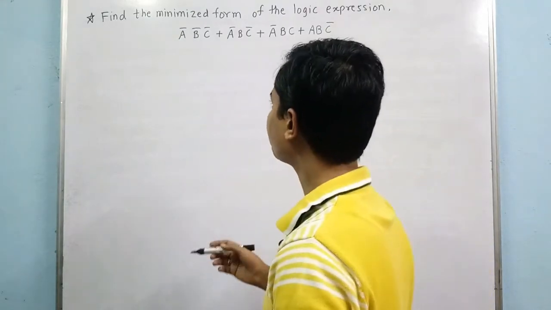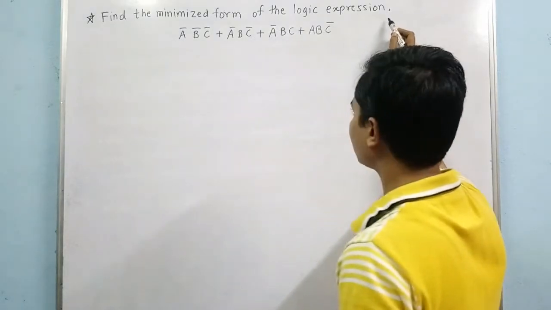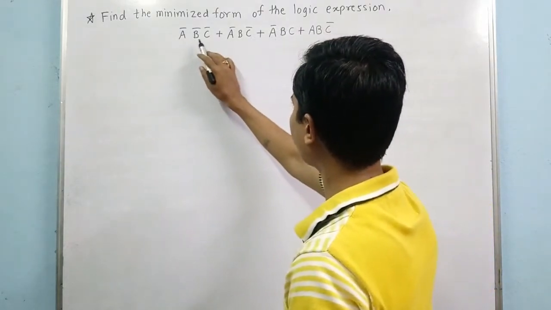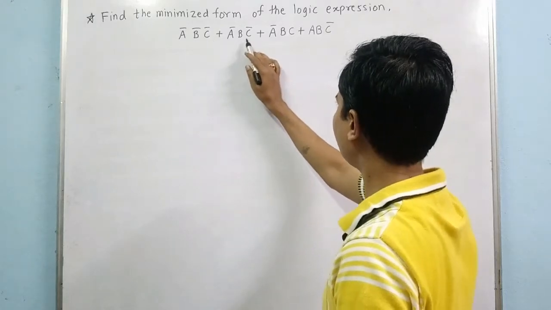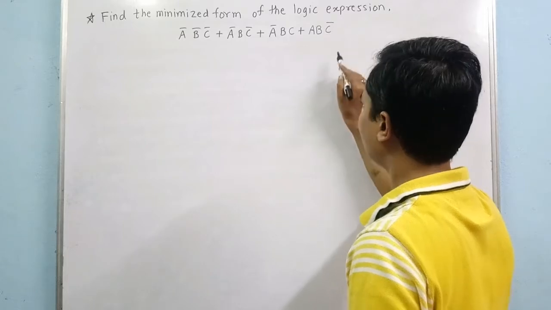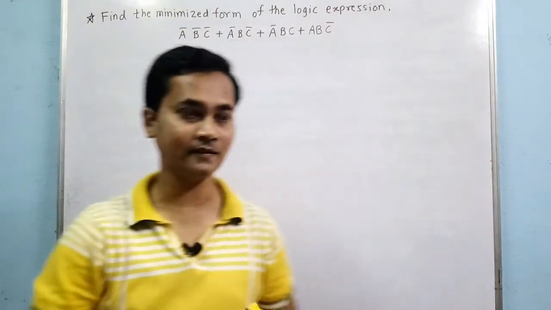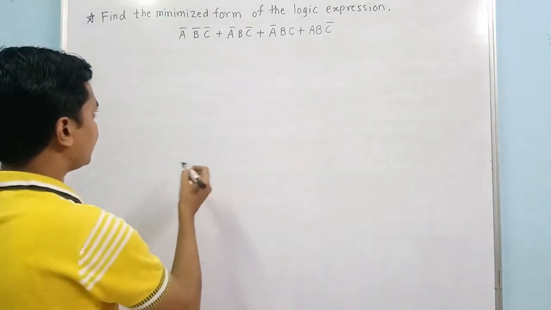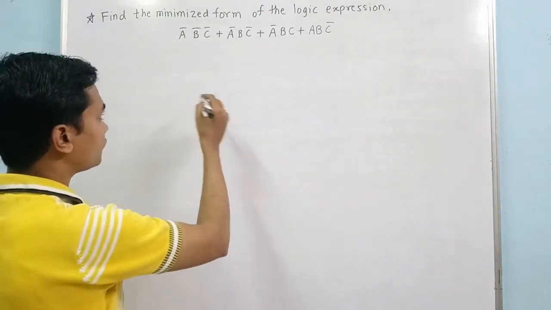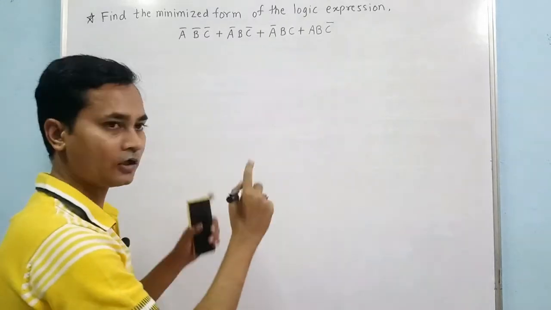Find the minimized form of the given logical expression. Here it is a bar b bar c bar plus a bar b c bar plus a bar b c plus a b c bar. This equation is given and we have to minimize it. The first step is to locate the logic ones in the particular cells.